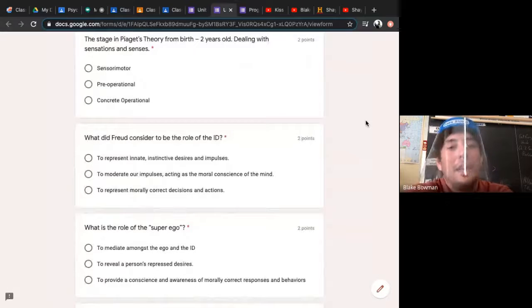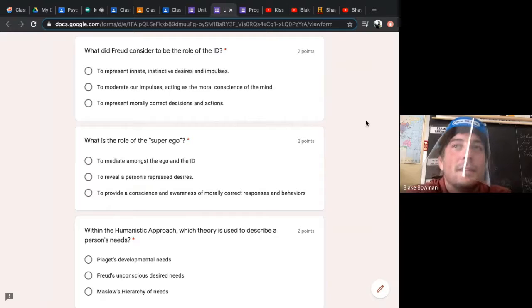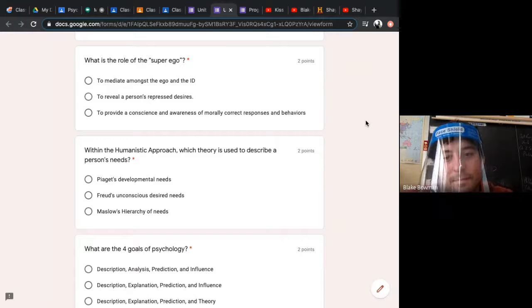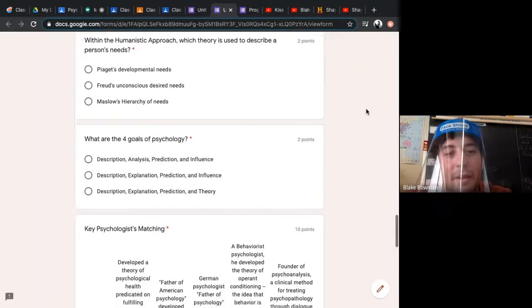Wilhelm Wundt. The stage in Piaget's theory from birth to 2 years old, dealing with the sensation and senses. Forney? Yeah, sensorimotor. What did Freud consider to be a role of the ID? Instinctive desires and impulse. Yeah, there you go. Good job. What is the role of a superego, Megan? Yeah, good job. Or moral self, or good moral self. The angel, right? Within the humanistic approach, which theory is used to describe a person's needs? Rebecca. You got it. Maslow's hierarchy of needs.